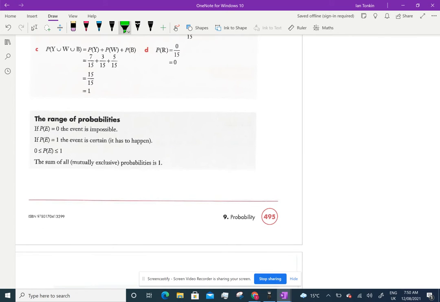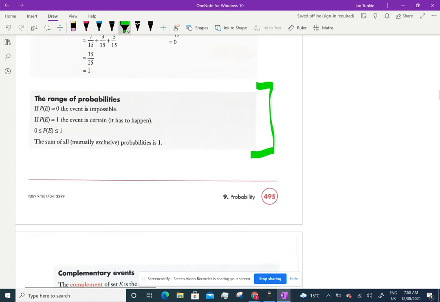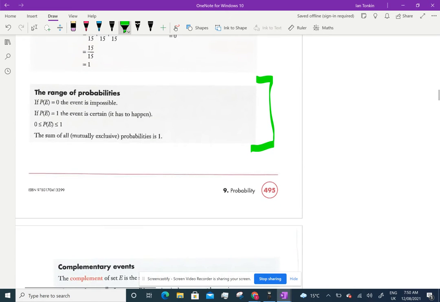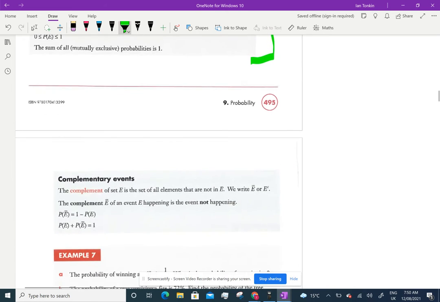I also need to mention this, and we know that if we have a probability of an event equaling 0, we say that that event is impossible, and a probability of an event equaling 1, that event is certain. So all probabilities lie between 0 and 1. And when you add up all the probabilities of mutually exclusive events, they will equal 1.